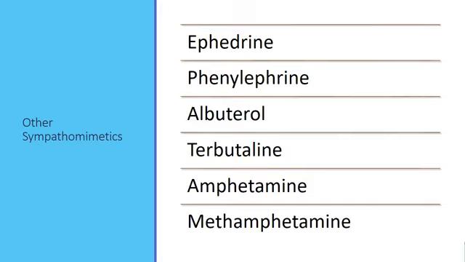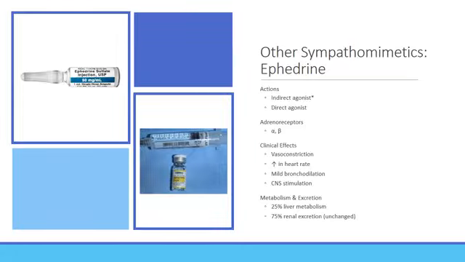Some of the other sympathomimetic drugs that we'll talk about are ephedrine, phenylephrine, albuterol, terbutaline, amphetamines, and methamphetamines, just as a review as well. So ephedrine, we'll start with it. Its action is both indirect and direct, so it's going to be able to bind to those postsynaptic adrenergic receptors that are on the effector cell, but it's also going to stimulate the release of norepinephrine from that presynaptic terminal as well, so it has kind of a dual action. In terms of what receptors it stimulates, it's non-selective, so it's going to have alpha and beta, so alpha 1, alpha 2, beta 1, and beta 2 effects.